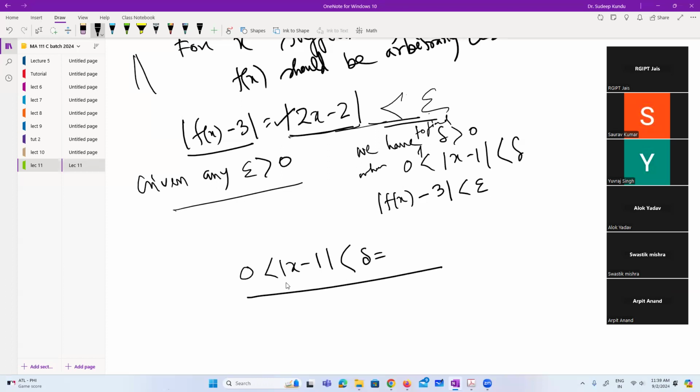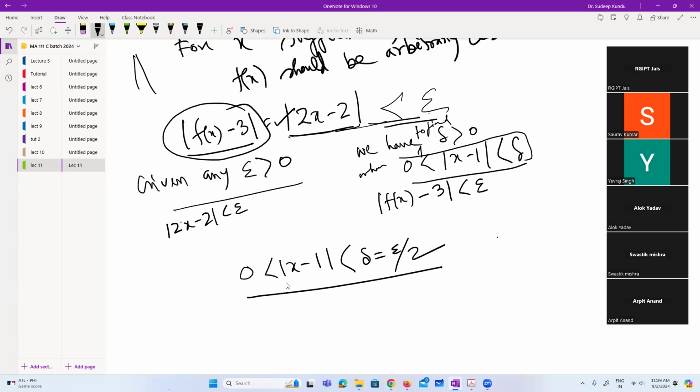So given any arbitrary positive epsilon, we have to find a delta such that this value is less than epsilon, right? So what should be your delta? Already we have shown here, less than epsilon. So delta should be epsilon upon 2.